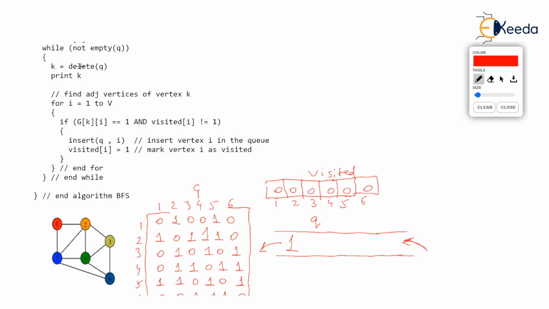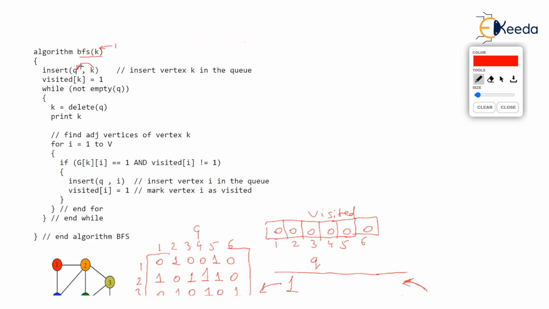The next line, after inserting the initial vertex k in the queue, we mark that kth vertex as visited, that is visited 1. Remember k is 1, so visited 1 becomes 1. Hence, the first element of visited has been marked as 1. So in the picture, we are going to tick vertex 1.